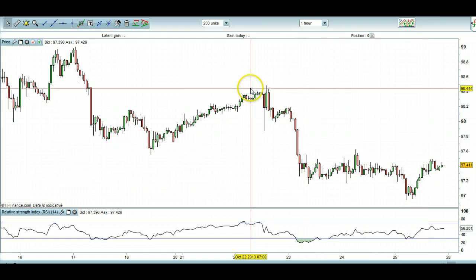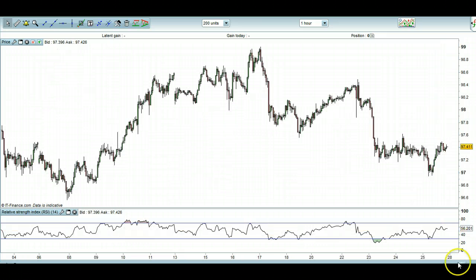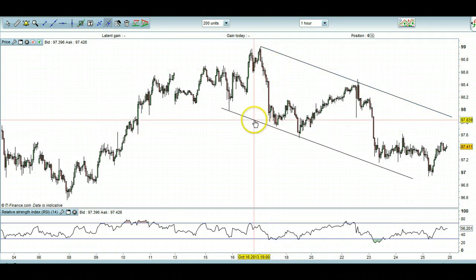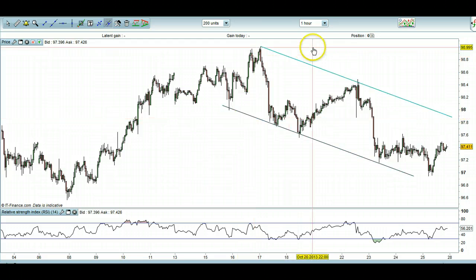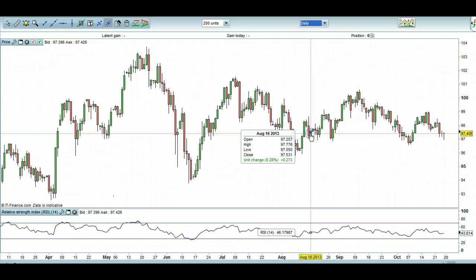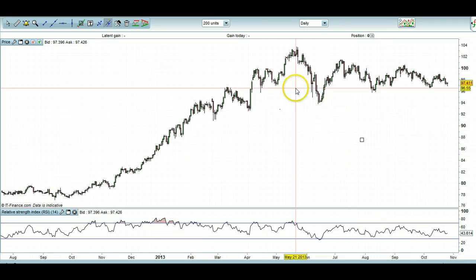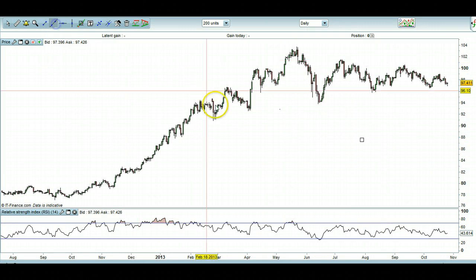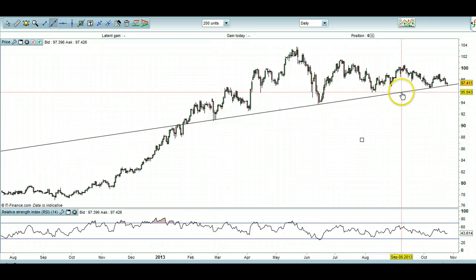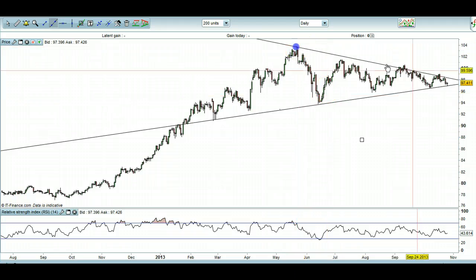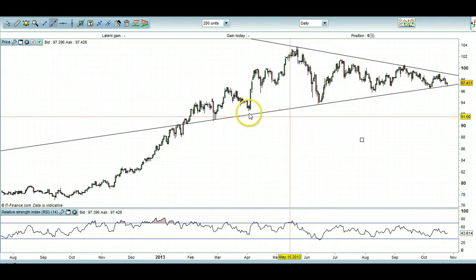Now, here we have obviously a downtrend, and we'll go through this a little bit in detail. So we've got a downtrend here, and a downtrend channel. And we'll just go out to the daily and see what we can find here. Now, if we scale out a bit, we've got a trend line that's a quite large symmetrical triangle, but we're looking at this one here.